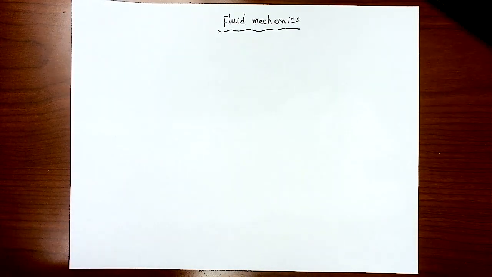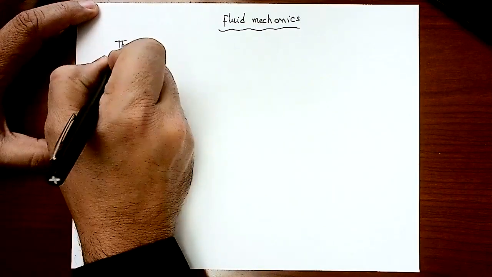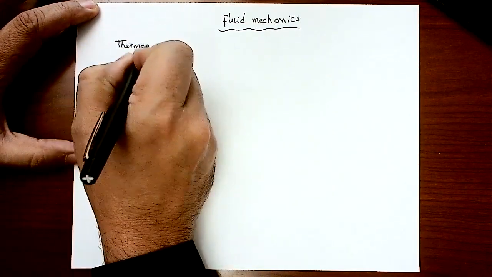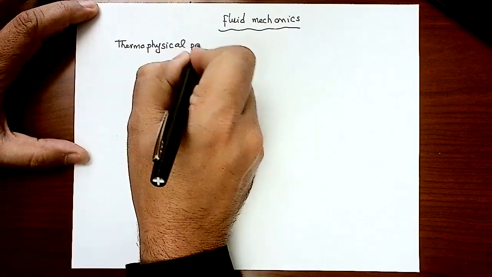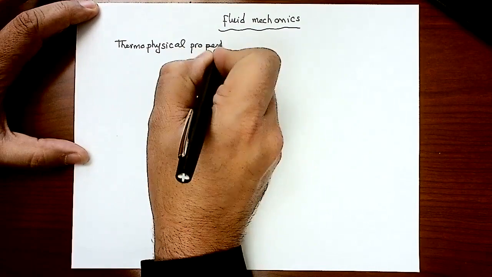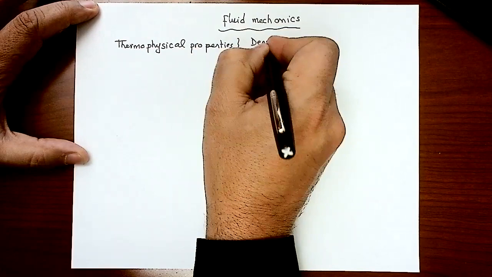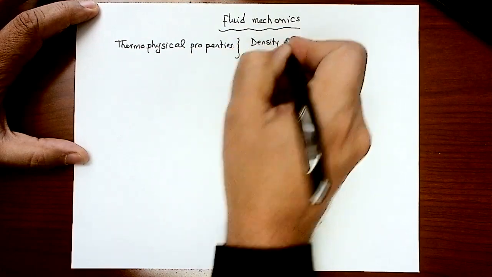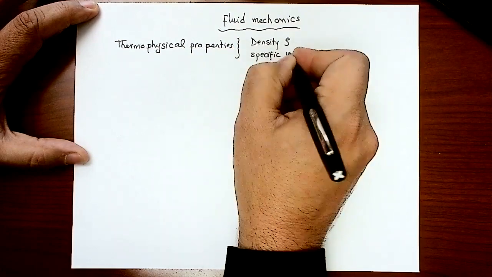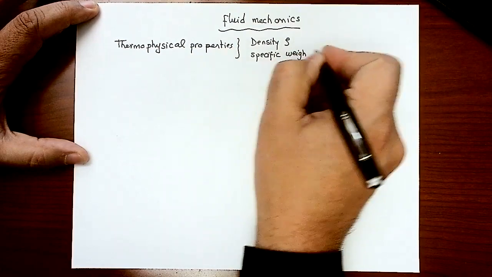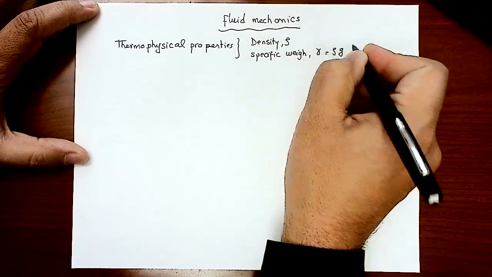So under fluid mechanics, we already covered some of the thermophysical properties, right? We covered the density, rho. We covered the specific weight, gamma, which is equal to rho times the gravitational acceleration.